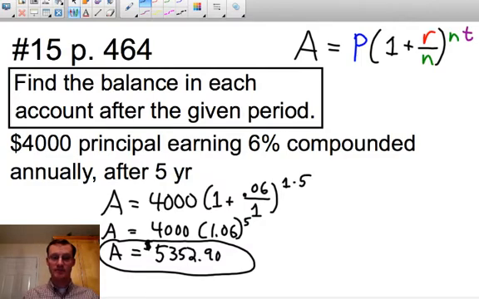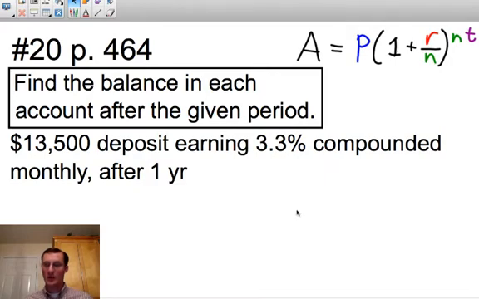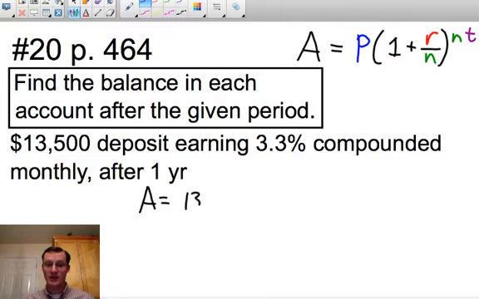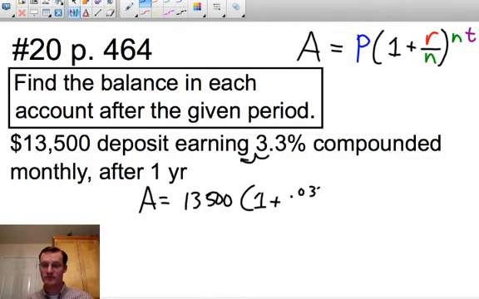Let's try another one. Okay, now we're going to look at number 20. The principal is $13,500. Now the interest rate is 3 3/10%, so we're going to have to move the decimal left twice. How many times are we compounding it a year? Well, it's monthly, so that's going to be 12. It's 1 year, so we're going to do times 1.